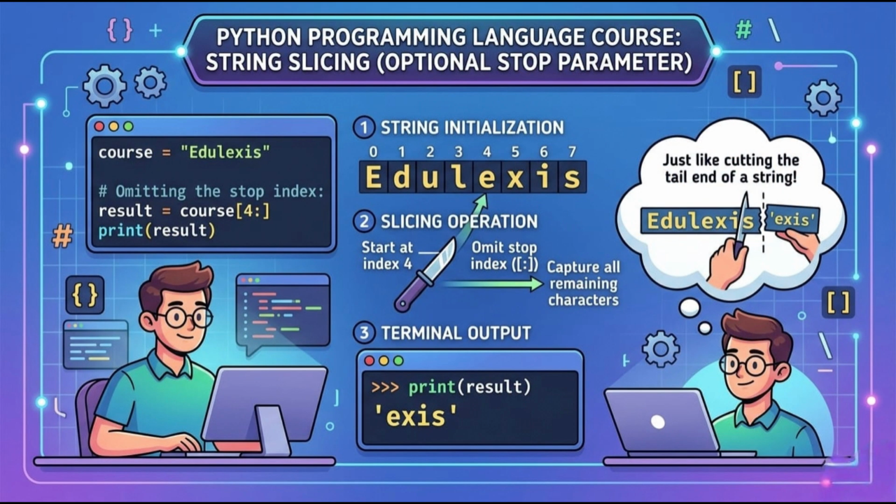The exact same logic applies to the stop parameter. If you omit the index after the colon, Python automatically defaults to capturing everything up to the absolute end of the string. By executing course[4:], we tell Python to begin at index 4, which is lowercase e, and pull every remaining character. The terminal displays exis, capturing the complete tail of our string.